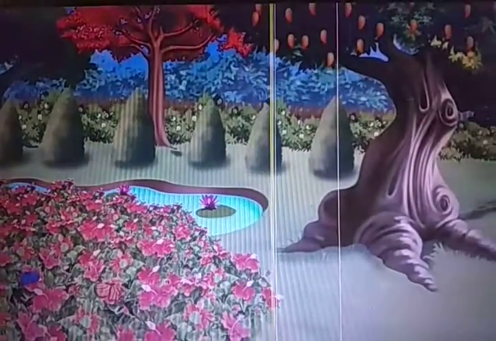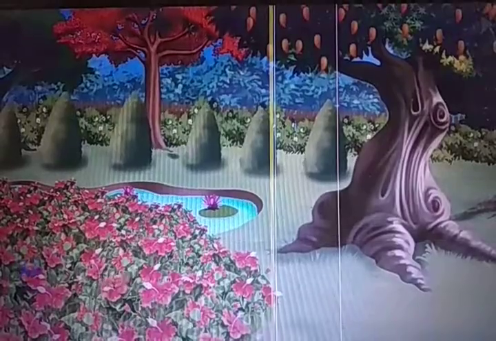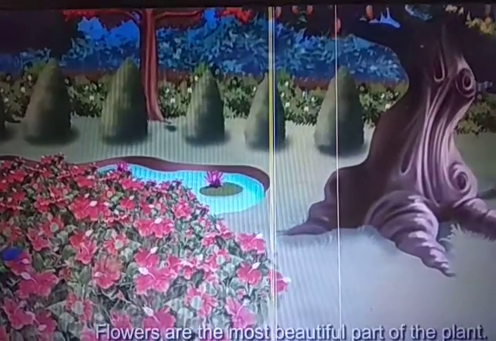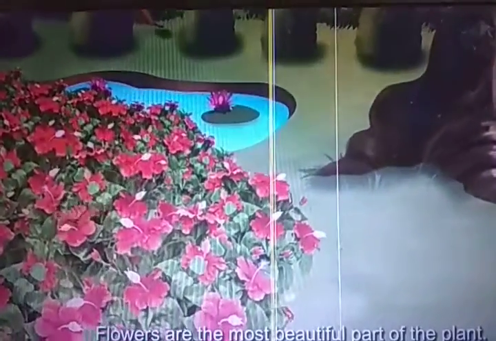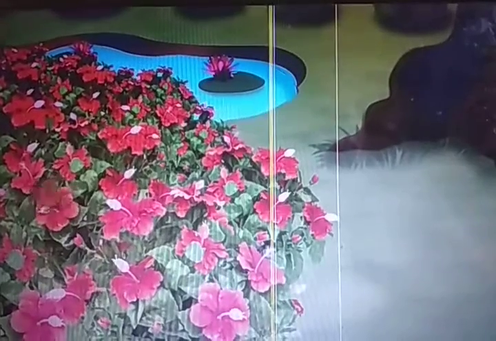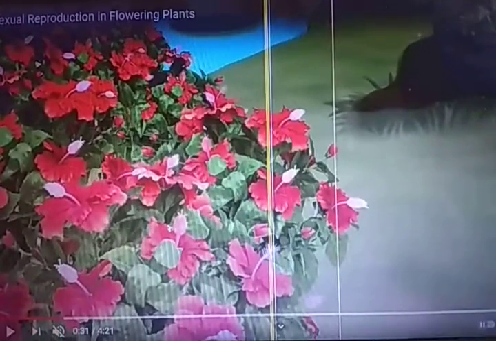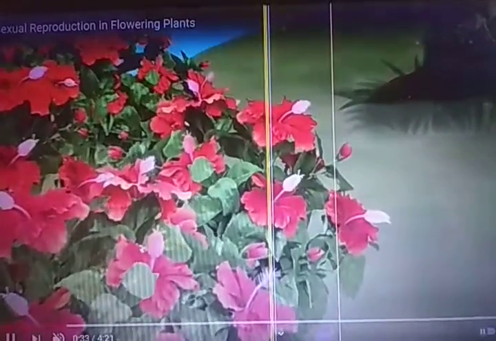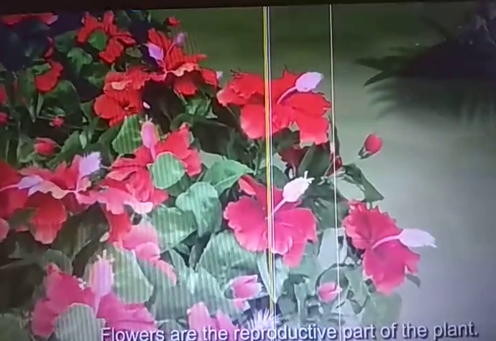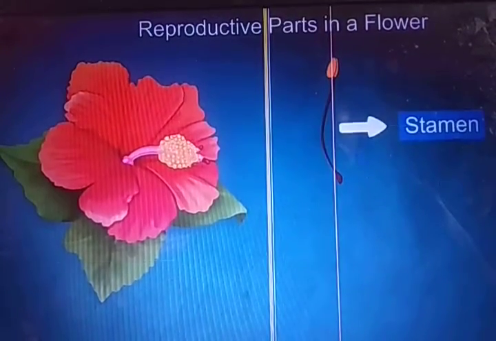Welcome back. Today we'll study sexual reproduction in flowering plants. The flower is the most conspicuous structure of an angiosperm plant. It is at the same time the most important part of the plant because it is specially designed for reproduction.